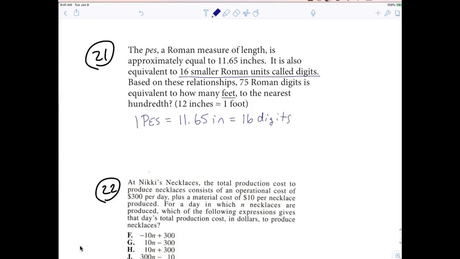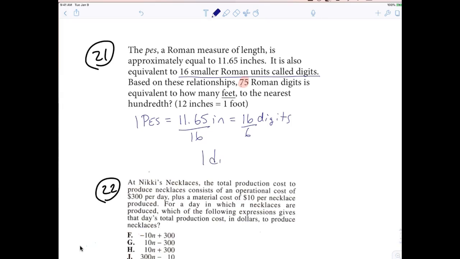So you have what? 75 digits, right? Isn't that what it says? Right? So I have 75 digits. Do you agree? So what I want you to do is tell me what one digit is equal to. How do I figure that out? That's right. So we're going to do this, guys. Divide by 16, divide by 16.